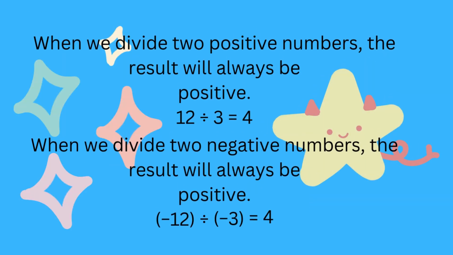When we divide two positive numbers, the result will always be positive. 12 divided by 3 equals 4. When we divide two negative numbers, the result will always be positive. Minus 12 divided by minus 3 equals 4.